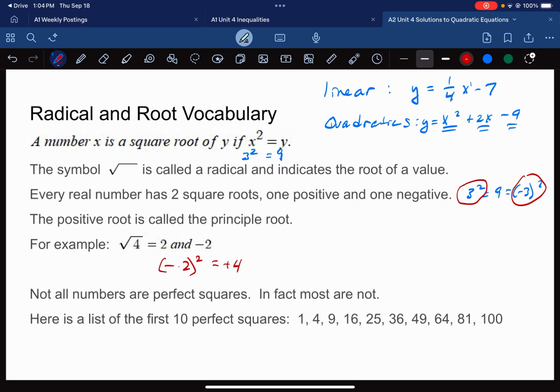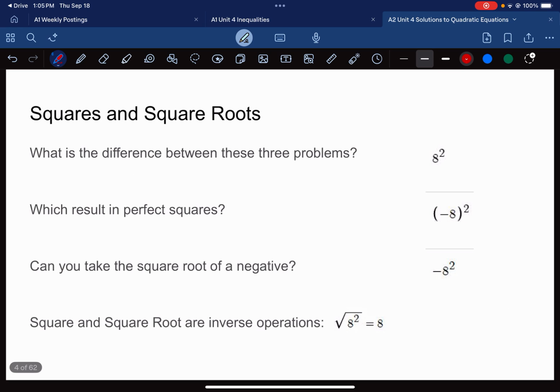So not all numbers, obviously, are perfect squares, right? In fact, most are not, but here's a list of the first 10. And I'm sure you're familiar with those, and you can figure out what the square root of those are. So what's the difference between these three problems then? What's 8 squared? And I already talked a little bit about this on the previous slide. Which result in perfect squares? Well, 8 squared is actually 64, which is a perfect square. And then if you put negative 8 in parentheses and square it, you also get a positive 64. But like I said before, if you don't have the negative 8 in parentheses with the square on the outside, it takes the 8 and squares it and then negates that and makes negative 64.